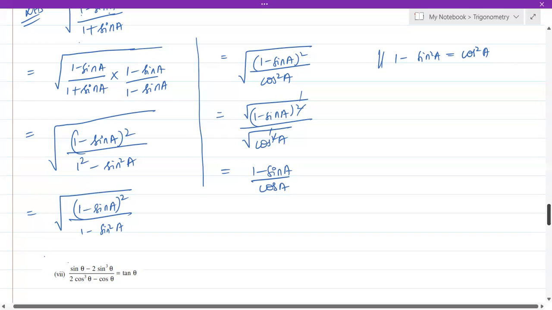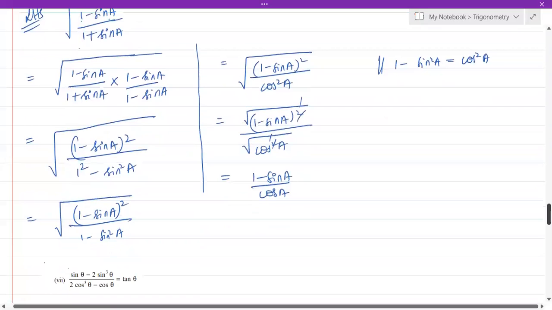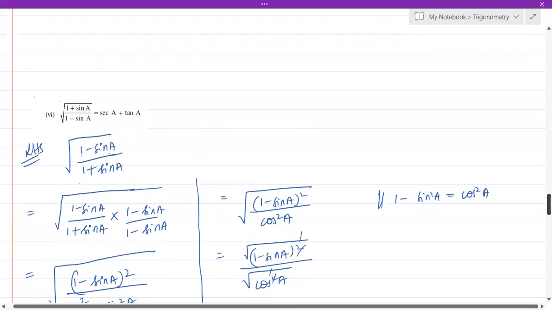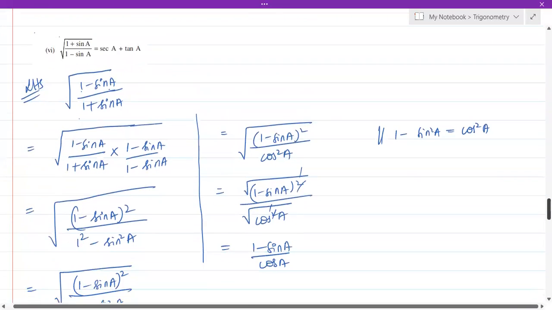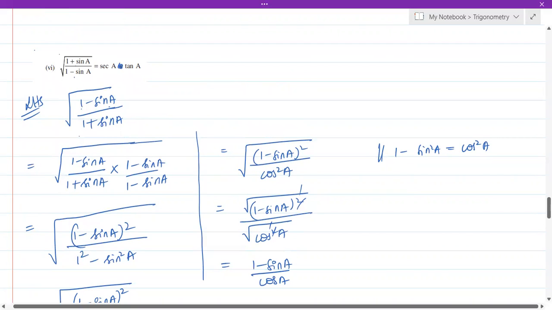Now here, if you observe, I made a small mistake in the question. The question was root of 1 plus sine A by root of 1 minus sine A, but we have taken the reverse, isn't it? I'm sorry about that. No issues. You can just change this answer to secant A minus tan A.